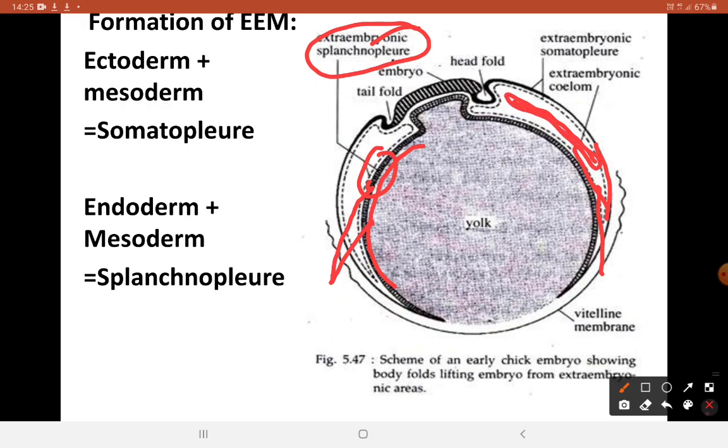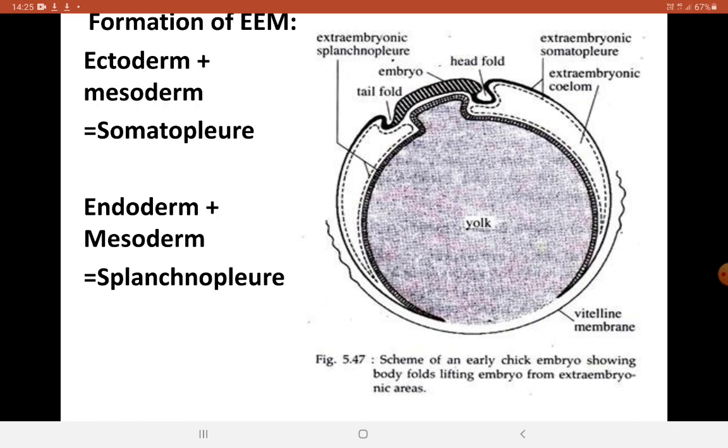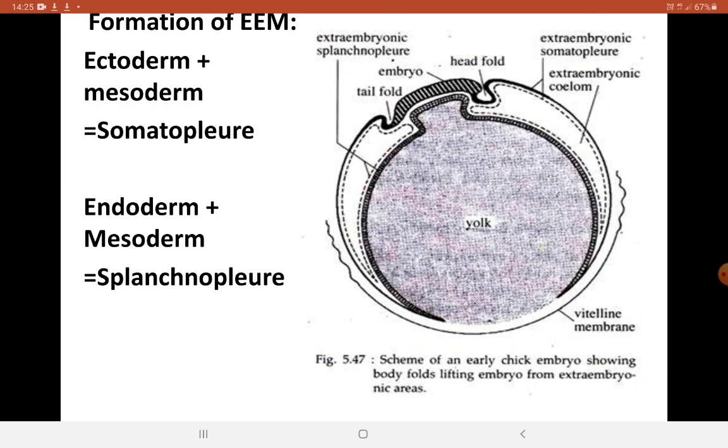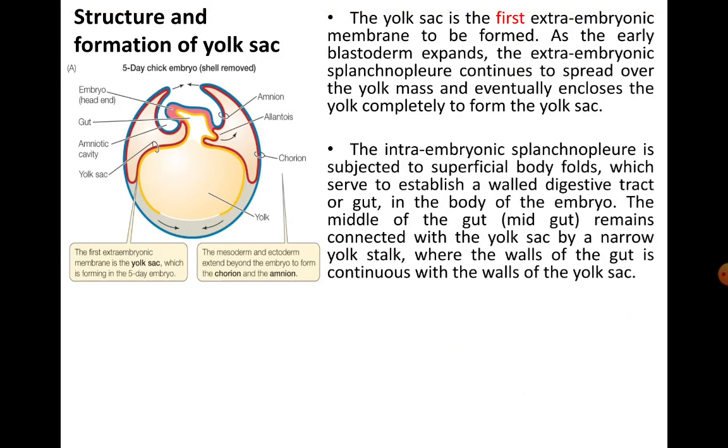Okay, so here the ectoderm and the somatic layer of mesoderm form the extra embryonic somatopleure, whereas the endoderm and the splanchnic layer of mesoderm together form the extraembryonic splanchnopleure. It is from these two layers that all four fetal membranes are derived, and they enclose the embryo and they assist in the further development of the embryo.